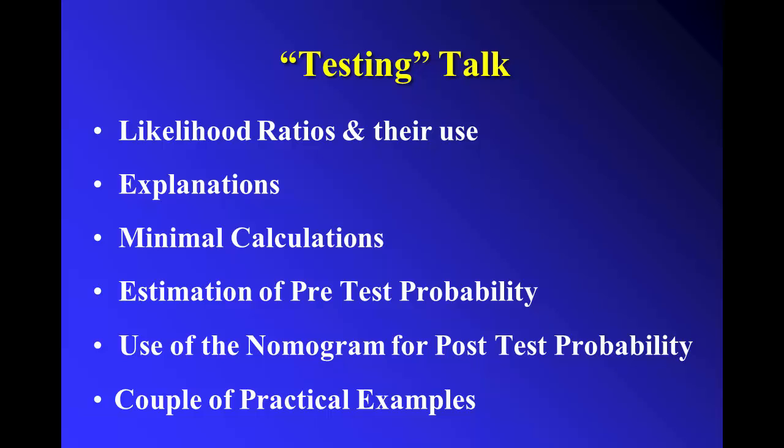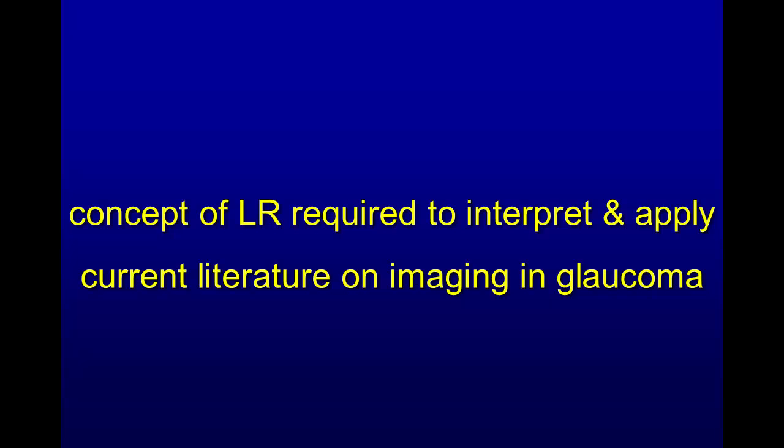How do you say the probability of glaucoma here is 5% or 20% or 50%? And I'm going to talk about a nomogram that you can use to arrive at a post-test probability. You can then use computers to do that from the nomogram, and I'll give you a couple of practical examples. So that's what I hope to do during the course of the next 40 plus minutes.